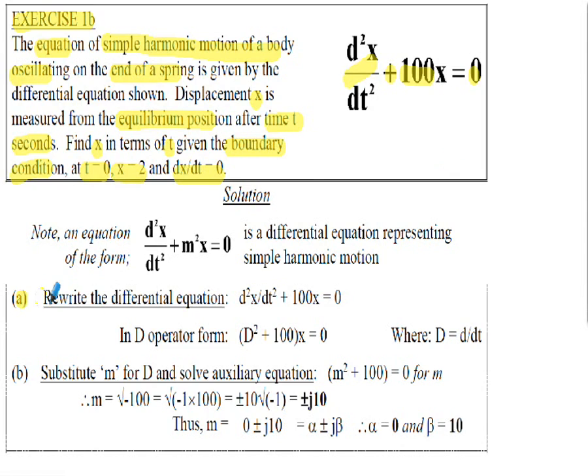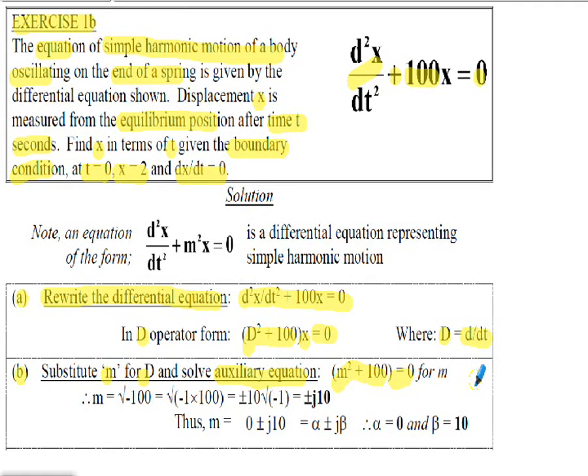So in step 1, we need to rewrite the equation in D operator form. Notice the equation as given is in the correct format because it equates to 0, but in D operator form the equation we've written is (D squared plus 100) multiplied by x is equal to 0, where in this case D is equal to d by dt. Step 2, we're going to substitute m for D and solve the auxiliary equation. So from above we get m squared plus 100 is equal to 0.